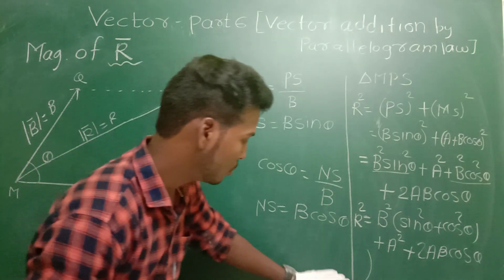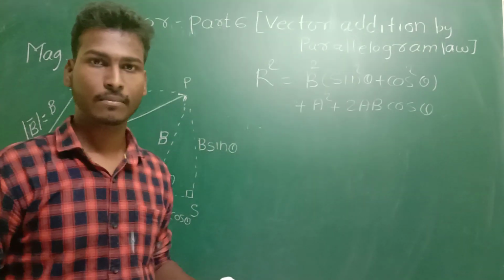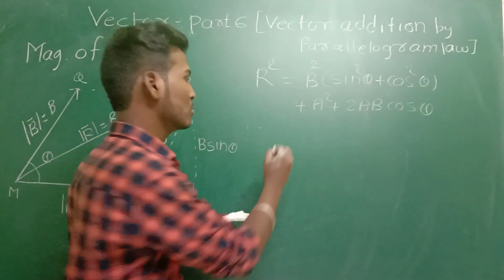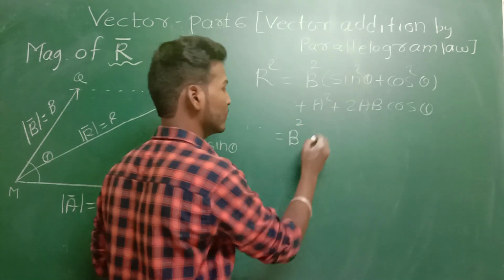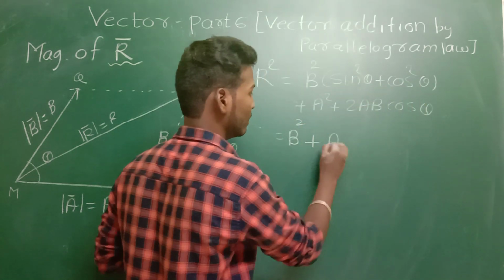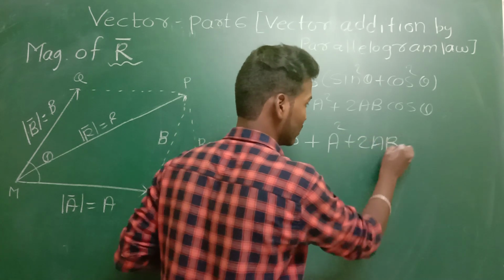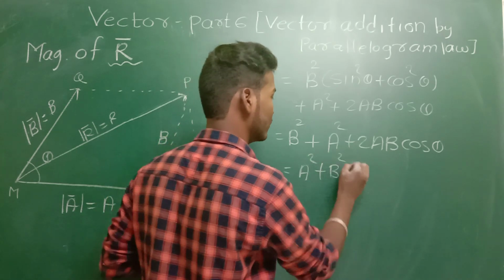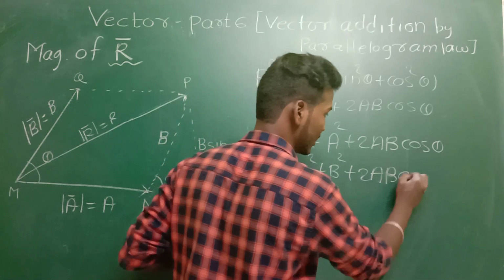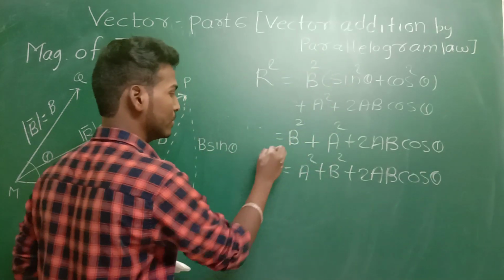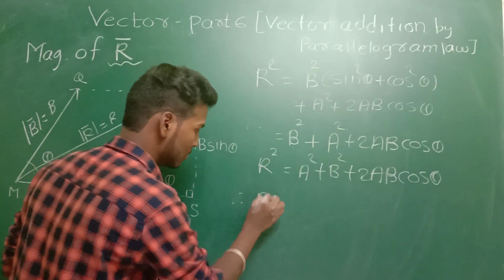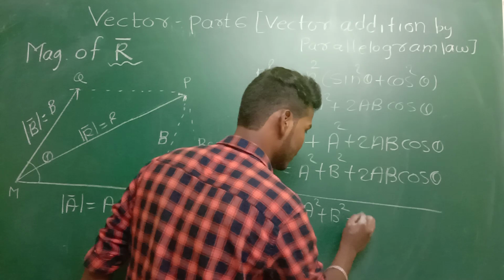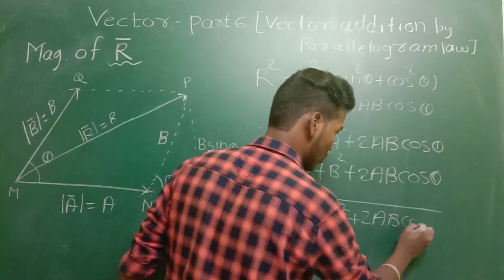So R square. Just note it down. You know the mathematical identity sin square theta plus cos square theta is equal to 1. So it is equal to B square only. B square times 1, plus A square plus 2AB cos theta. So that is equal to A square plus B square plus 2AB cos theta. It's nothing but R square. So R is equal to under root A square plus B square plus 2AB cos theta.